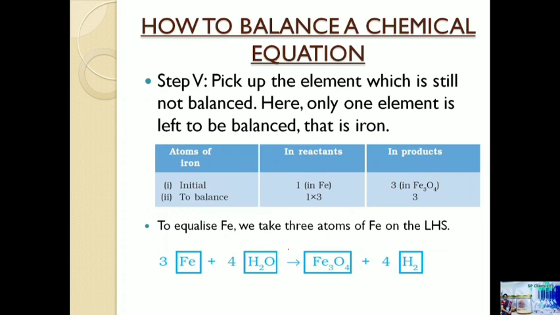So next step, we have to pick up the element which is still not balanced. In this reaction, iron is not balanced. Atoms of iron we have to count on the reactant side. Only 1 on the reactant side, and on the product side Fe3O4, 3 iron atoms are there. So to make it 3, we need to multiply by 3 on the reactant side. Here you can see 3 is multiplied. Now iron atoms are also balanced.